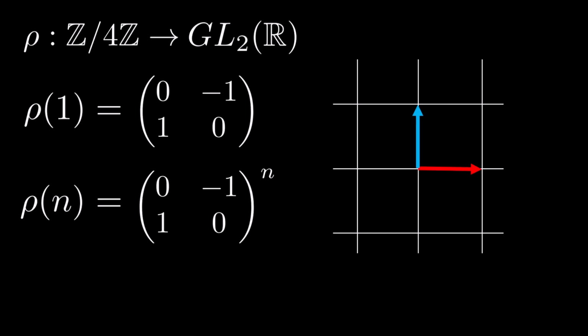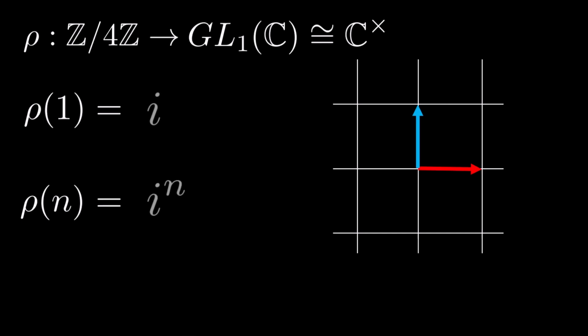It turns out that we can reduce this representation into a one-dimensional complex representation. This way, we're getting rid of the matrices and just working with complex numbers. We can replace the matrix for 1 with the complex number i, and we can replace the representation for n with the complex number i to the n via the same multiplication argument that we made before.